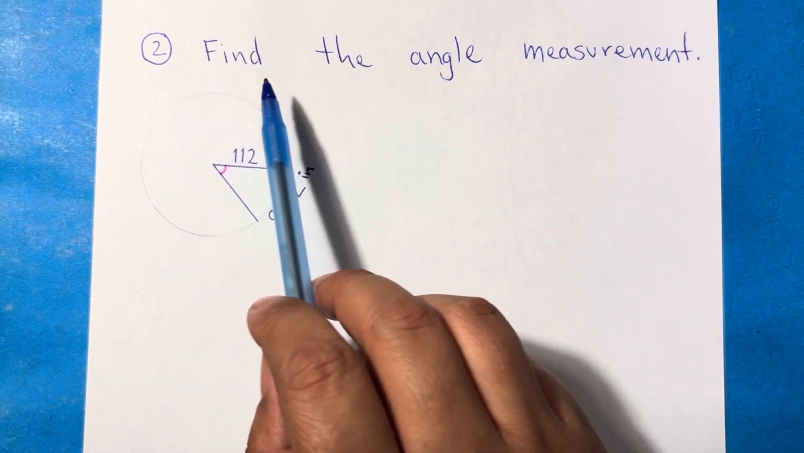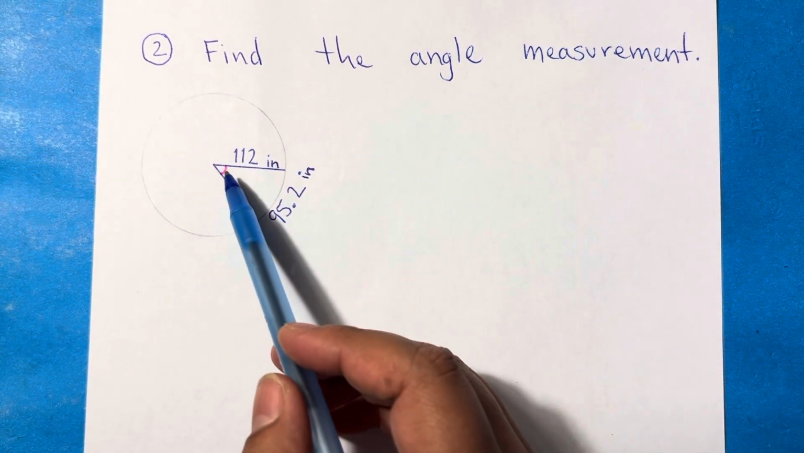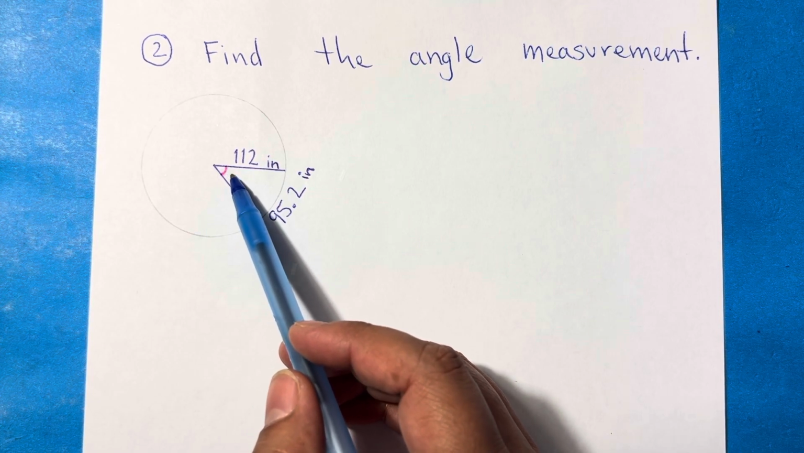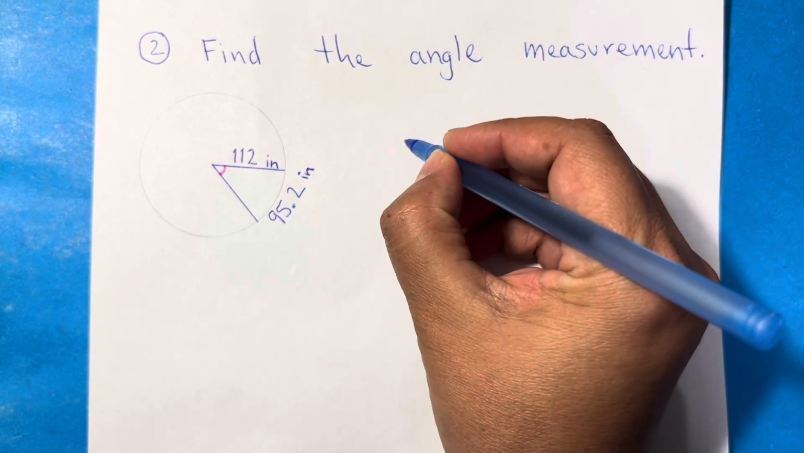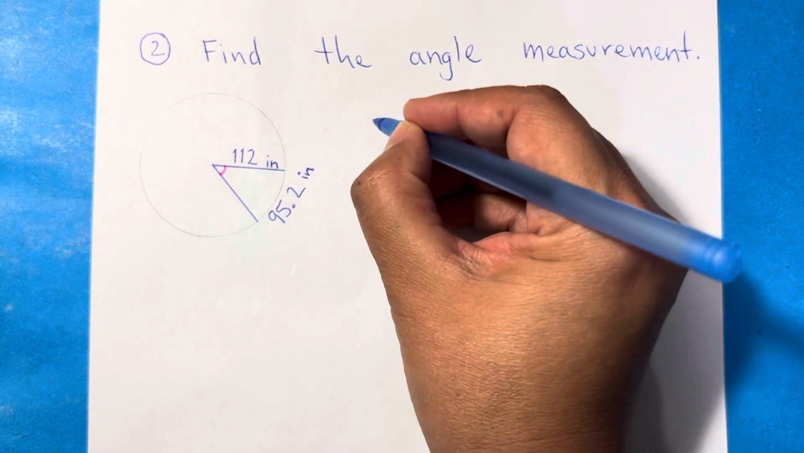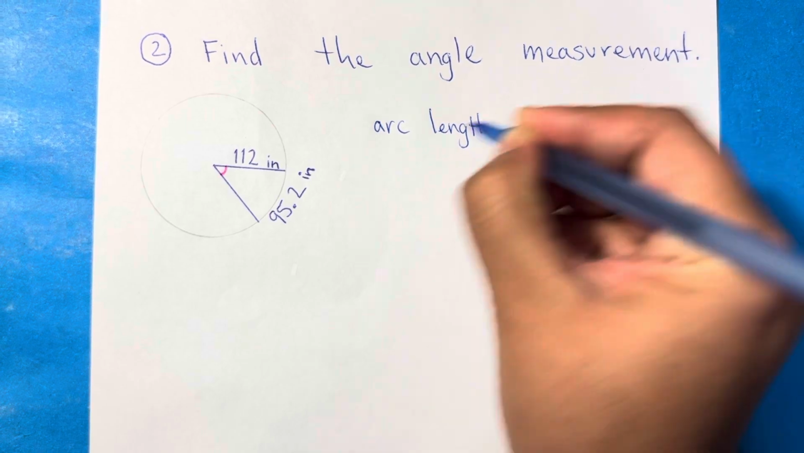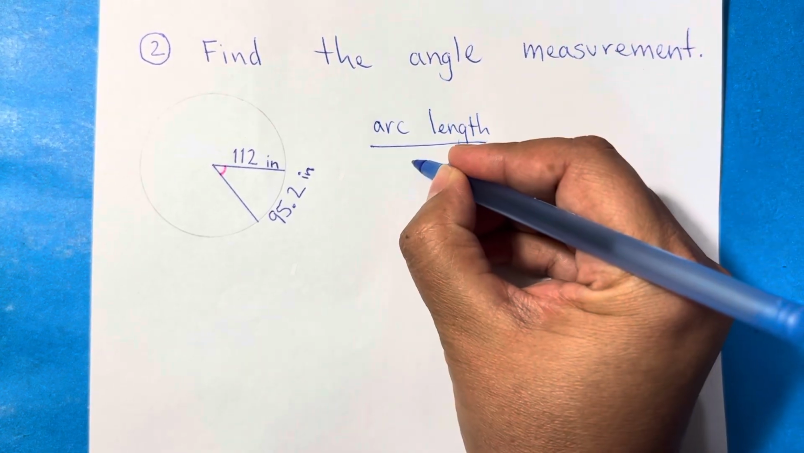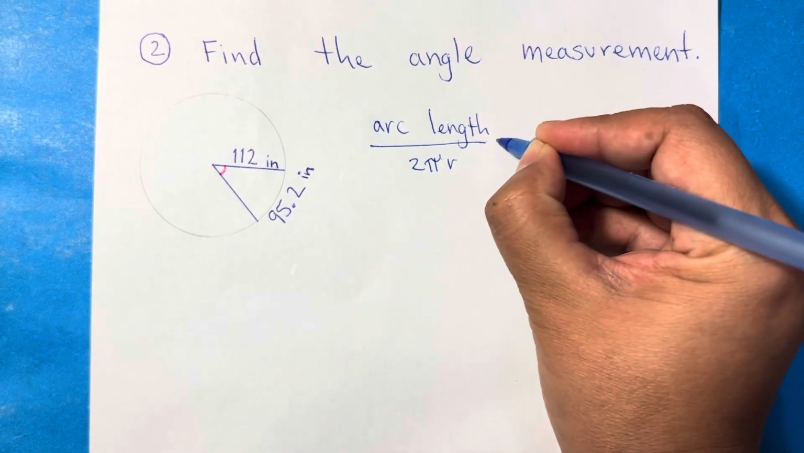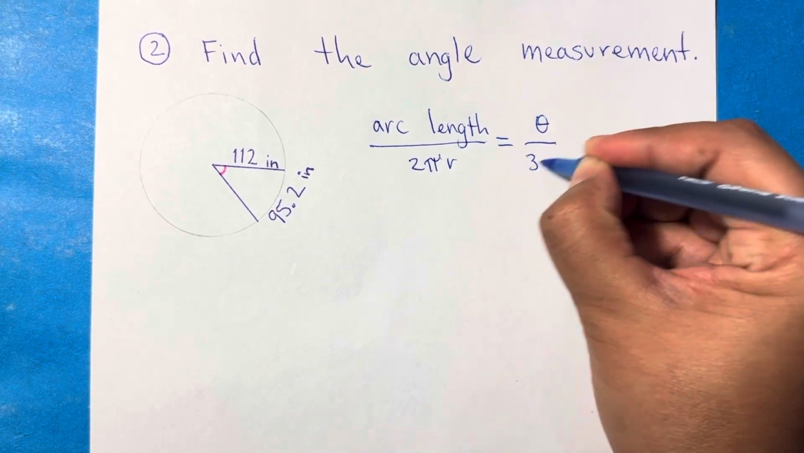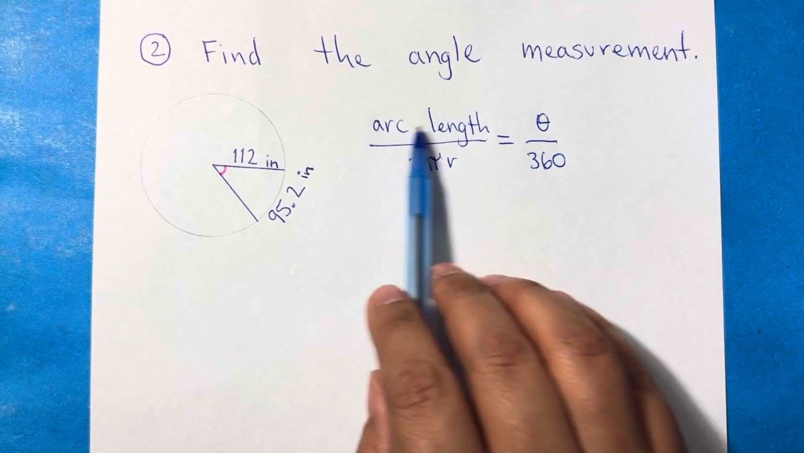For number 2, it says find the angle measurement. So now they're asking for this measurement. That means that they want the degrees of that angle. So again, we're going to use the same formula, which is arc length over 2 pi r equals theta over 360.